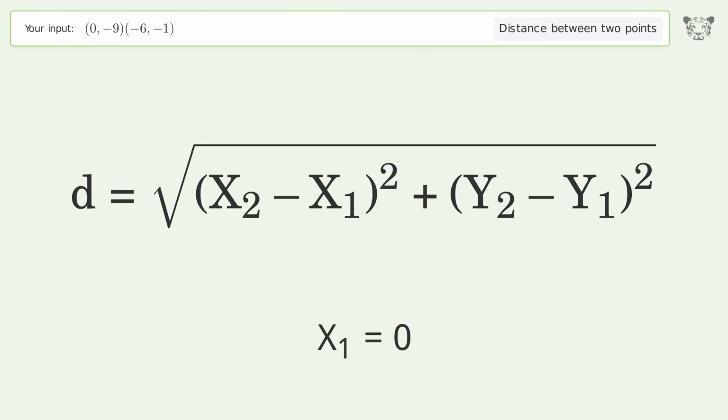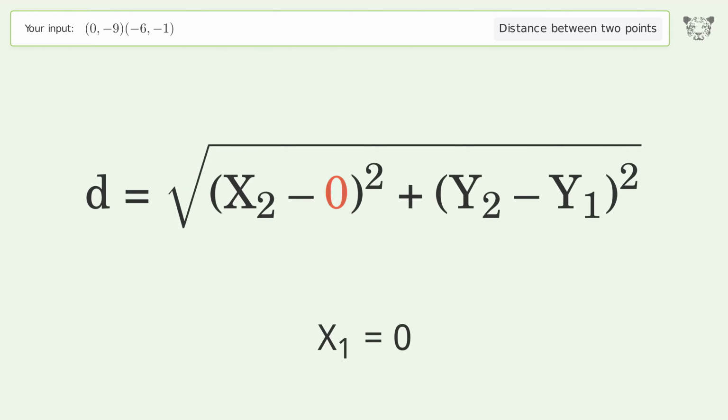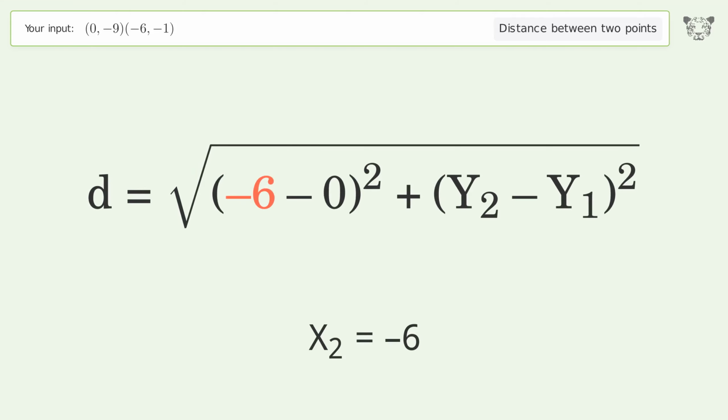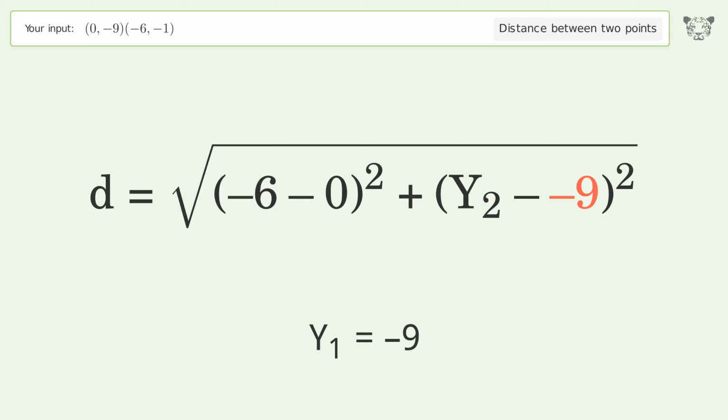x1 equals 0. x2 equals -6. y1 equals -9. y2 equals -1.